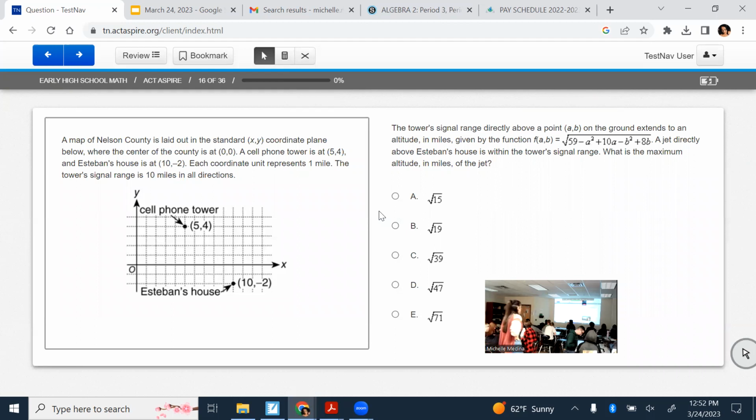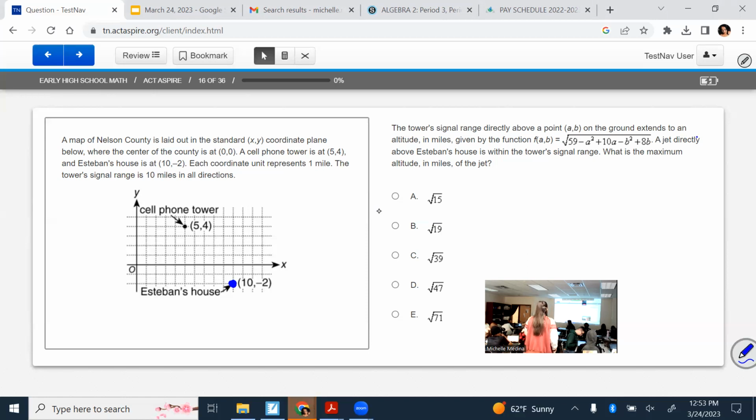So the situation is, to summarize, we have a county, the center of the county is here, a cell phone tower is here, Esteban's house is here, and the cell phone tower has a signal range going 10 miles in all directions. Now, this specific problem is asking the tower signal range directly above a point, AB, on the ground extends to an altitude in miles given by this function. So this is an example of function notation. A jet directly above Esteban's house, and Esteban's house is here, where the blue dot is, within the tower's signal range.